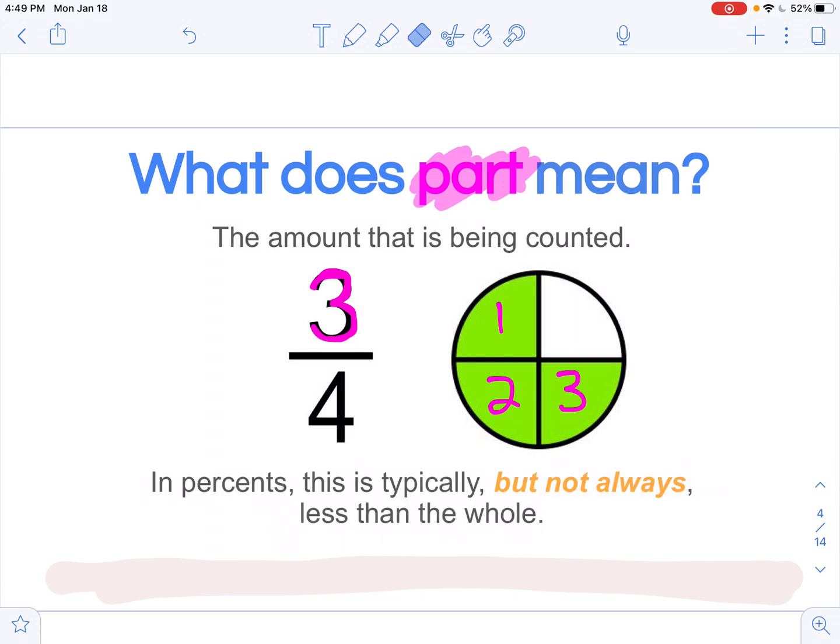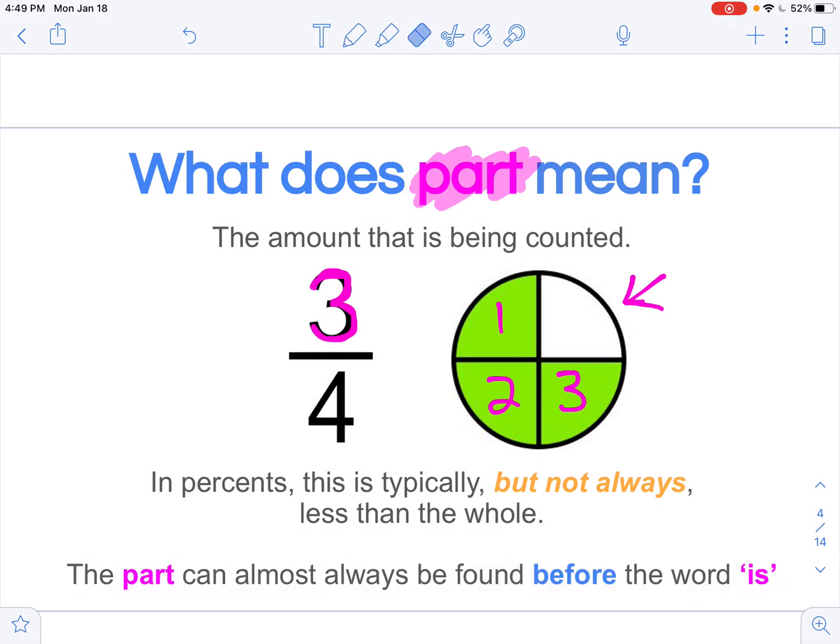In percents, you can typically, but not always, think that it's going to be less than the whole. Especially in 6th grade, a lot of the parts are going to be less than the whole. So if you look at this picture, here's an empty bit. So I needed less than 1 whole circle to show 3 parts. Also, the part can almost always be found before the word is. Right now that's going to seem a little bit confusing, but we're going to go through a couple of examples and it's not going to seem so bad. So the number that the part is can almost always be found before the word is.